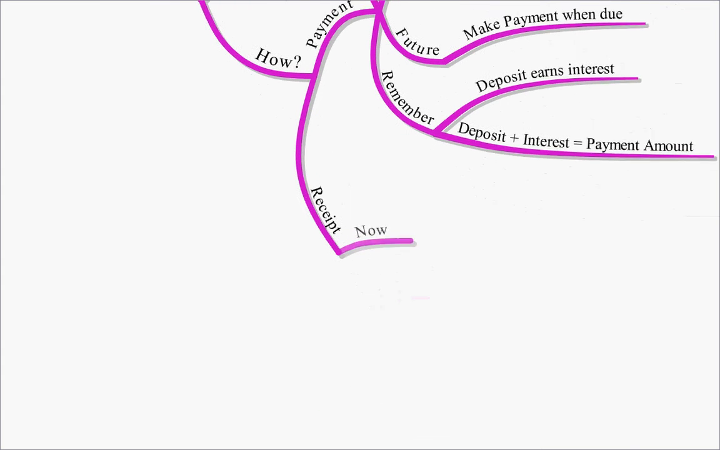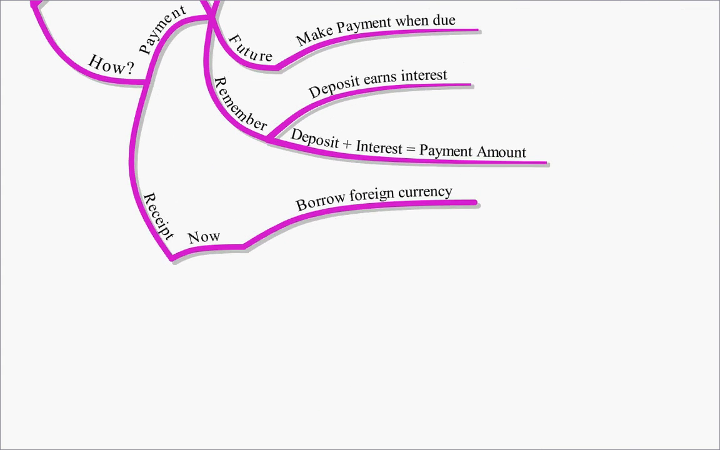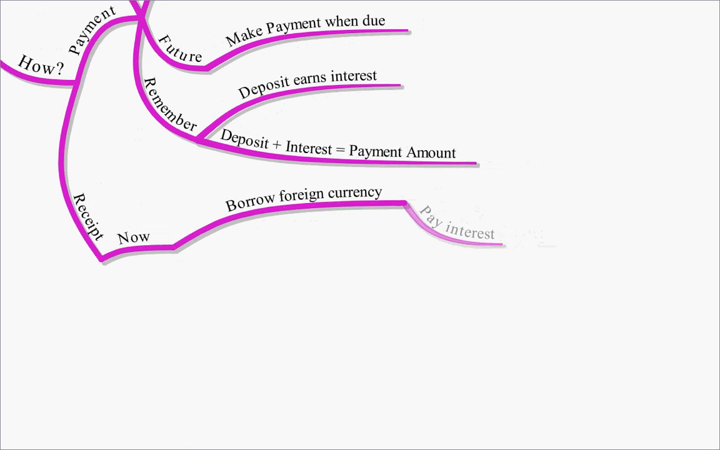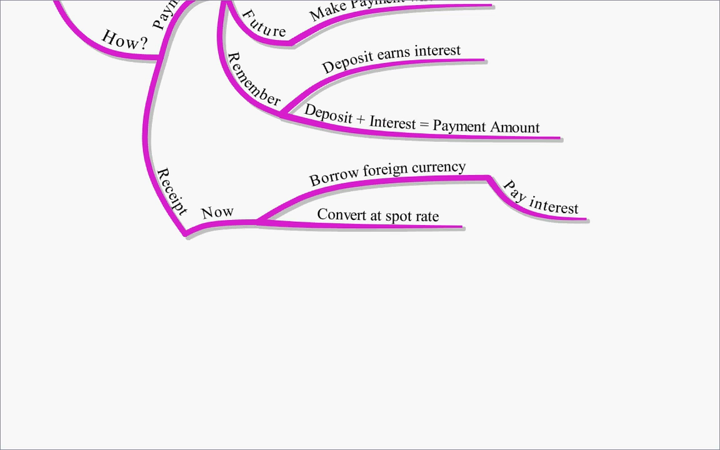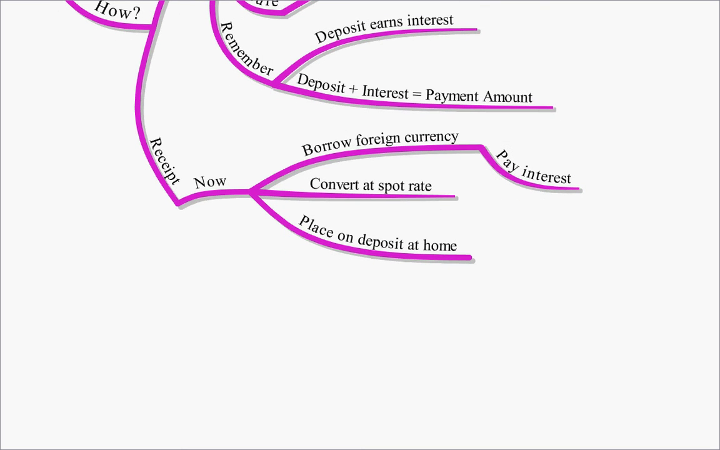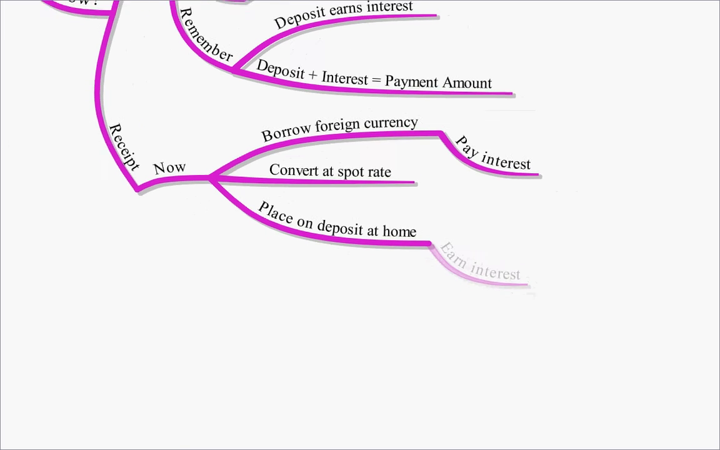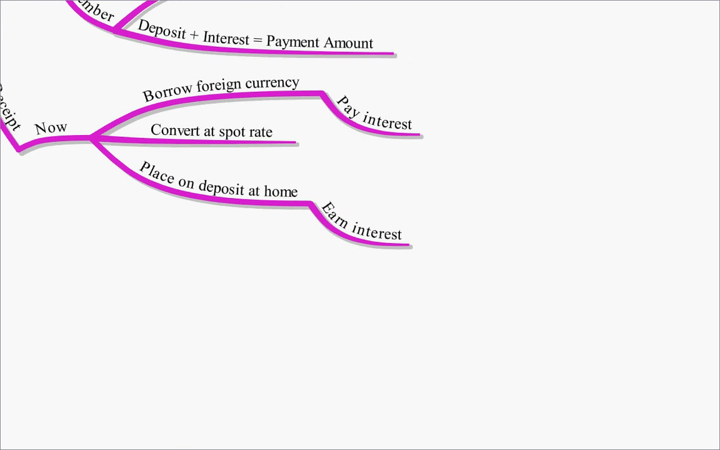A receipt then, what do we do now? Well, we borrow the foreign currency and pay the interest on it. We convert now at the spot rate. Remember, that's how we eliminate our foreign exchange risk, because we're converting now. And we place that deposit on at home in our home bank and earn interest on it. So that's what we do now. We borrow the foreign currency abroad and pay the interest on it. We convert it at the spot rate and bring it home and place it on deposit where it will earn interest.